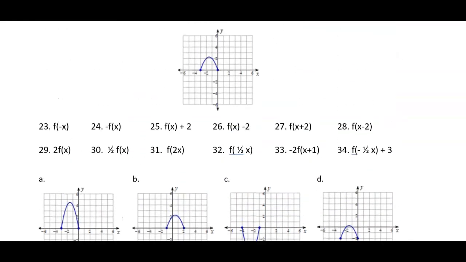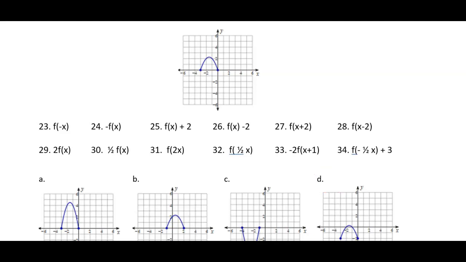Let's take a look at number 26. On 26, what would happen if I subtracted 2 on the outside? That's going to move your graph down 2 spaces. So if I took this shape and I moved it down 2 spaces, it would probably end up looking something like that. So let's go ahead and look at our options and see which one looks like it's been shifted down 2 spaces. I can see it already here. It's option D.